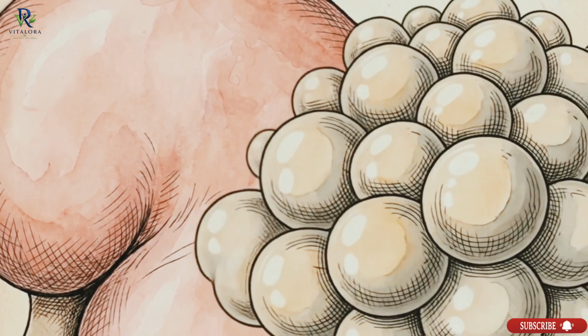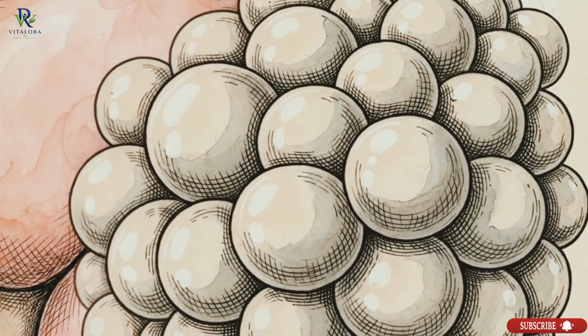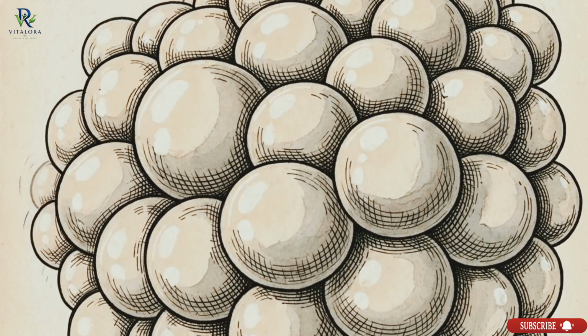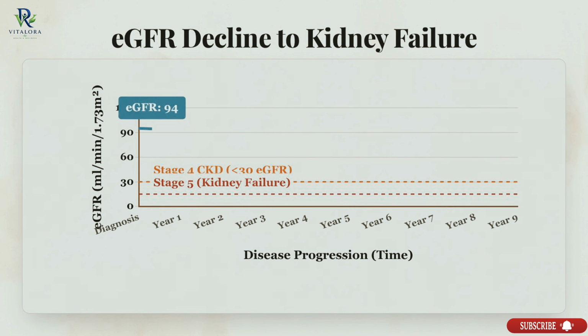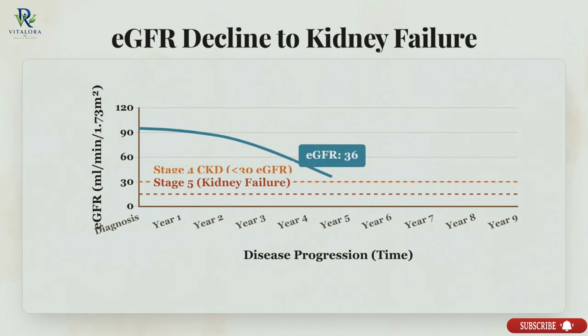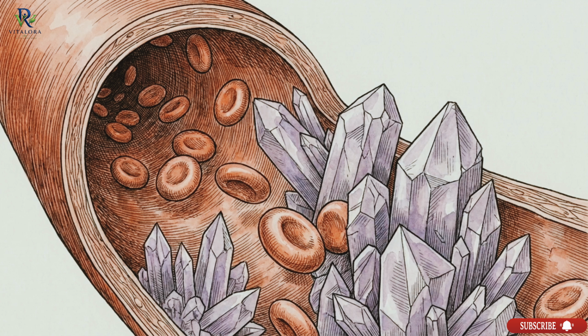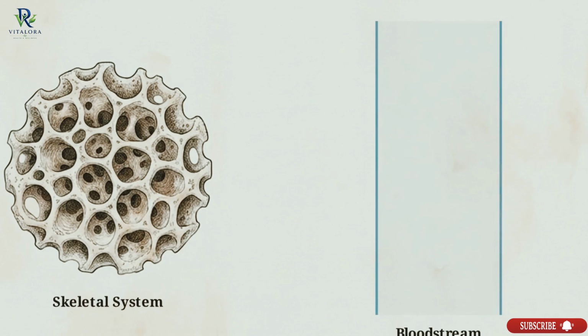Healthy, filtering nephrons are compressed and eventually replaced by dead interstitial fibrosis. This chart tracks that decline through the estimated glomerular filtration rate, or eGFR. As the nephrons fail, the eGFR enters a downward trajectory, crossing into the clinical thresholds of stages 4 and 5 chronic kidney disease. At this stage, the kidneys can no longer clear phosphorus from the blood, leading to the first major metabolic crisis, hyperphosphatemia. This model shows the secondary effect.